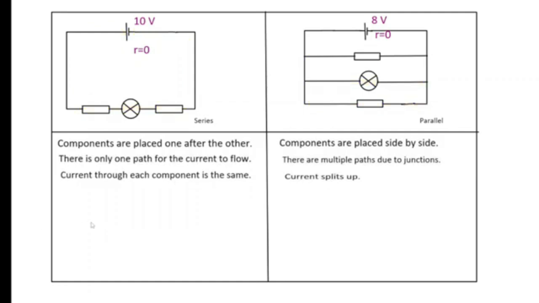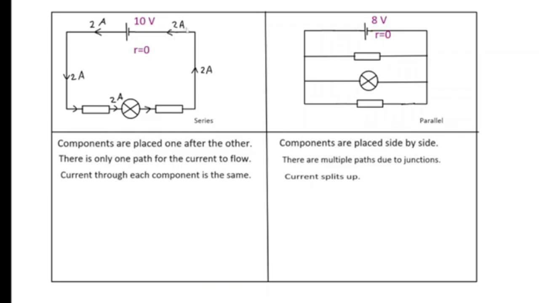Now the next two differences are kind of connected. There is only one path for the current to flow, therefore the current through each component is the same. Now let's assume the current through this one is 2 amps. So 2 amps will go through this one, this one, this one, this one. So everywhere in the circuit you have the same current.